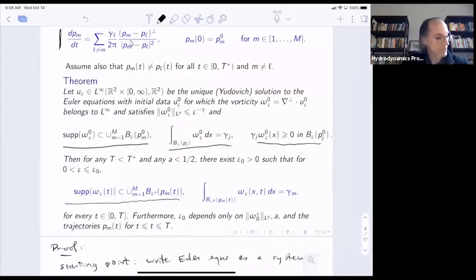then the theorem, which we want to prove, asserts that the vorticity remains concentrated around these balls. Initially, I assumed it was concentrated on a scale epsilon, and the theorem says that it remains concentrated maybe on a larger scale, epsilon to the a, where a is some number less than a half. So these are balls a bit bigger than square root of epsilon. It remains concentrated, and in particular, this really says that the vortex is following the trajectories given by solving this ODE. And the amount of vorticity in each ball remains as it was at the beginning.